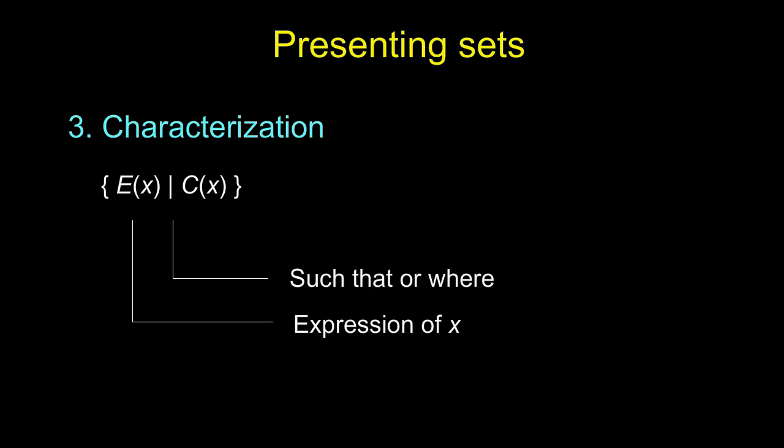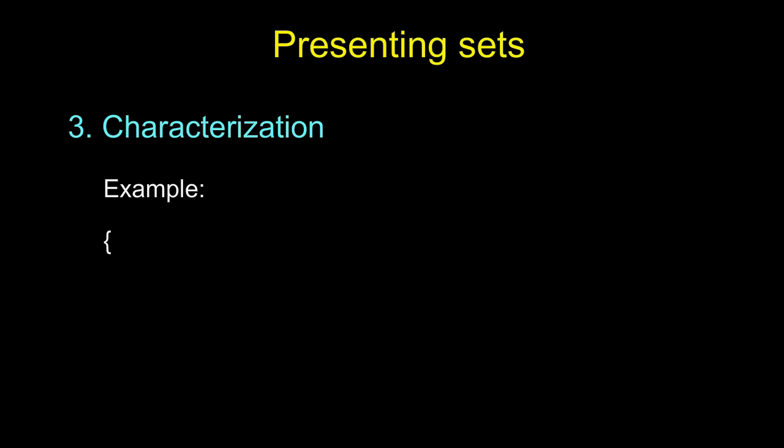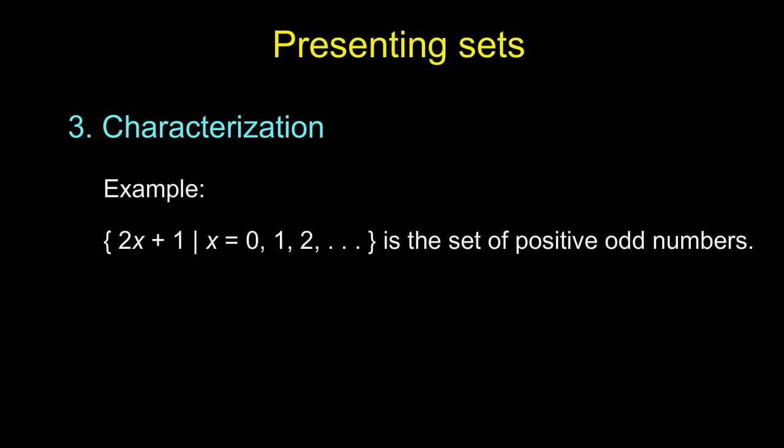Number 3. Characterization. A set can be denoted in this form: open bracket, E(x) bar C(x), close bracket. E(x) is an expression of x. Bar is read as "such that" or "where", and C(x) is the condition on x. Example, open bracket 2x plus 1, where x is 0, 1, 2, and so on. This is the set of positive odd numbers.